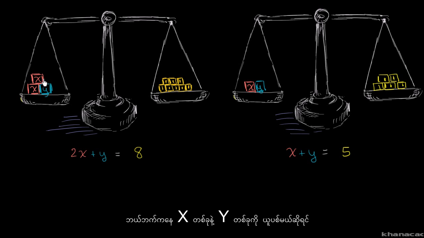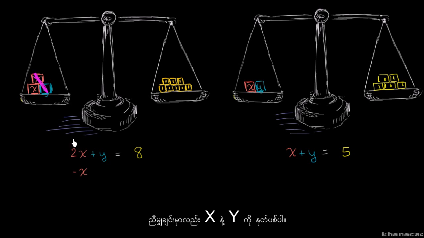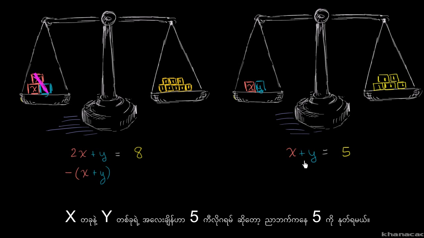Essentially, if we're taking an x and a y from the left-hand side, I am subtracting an x plus y. I'm subtracting an x and a y from the left-hand side. But then what am I going to have to do on the right-hand side? Well, an x and a y we know has a mass of 5. So we can subtract 5 from the right-hand side.